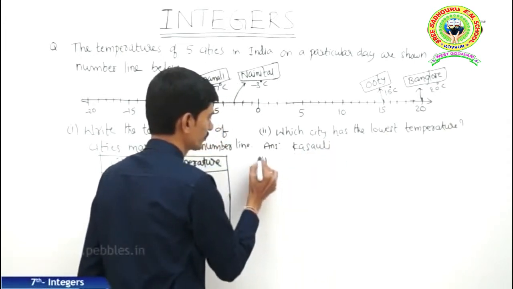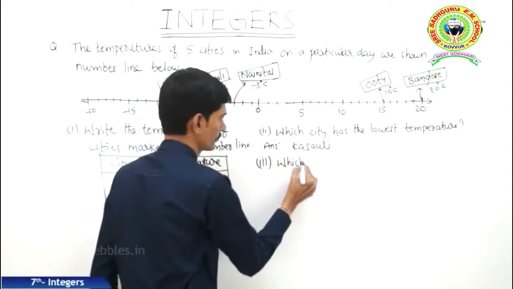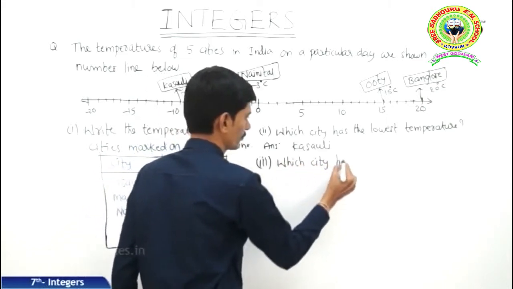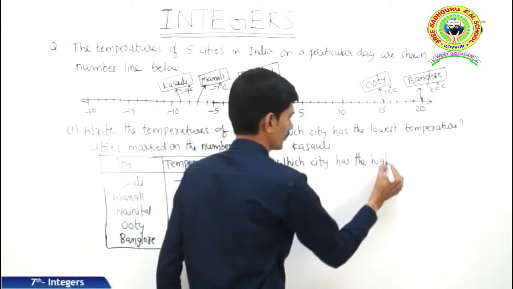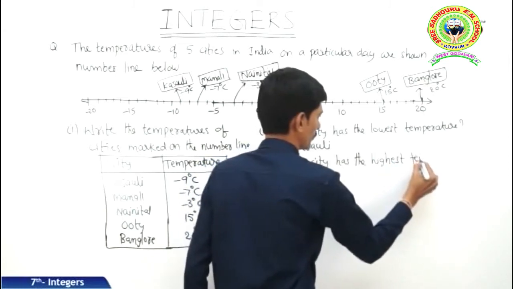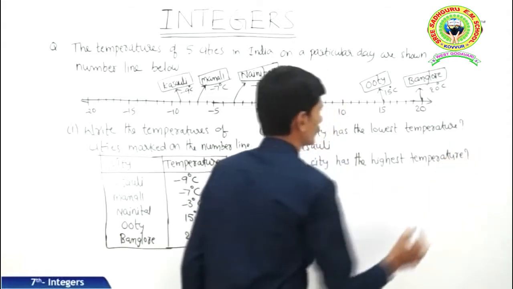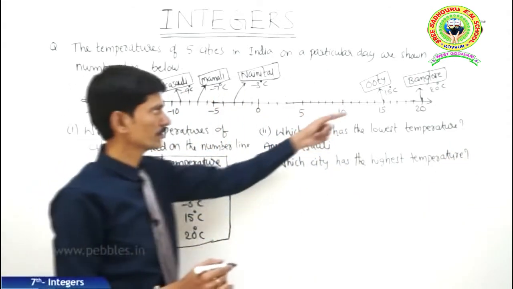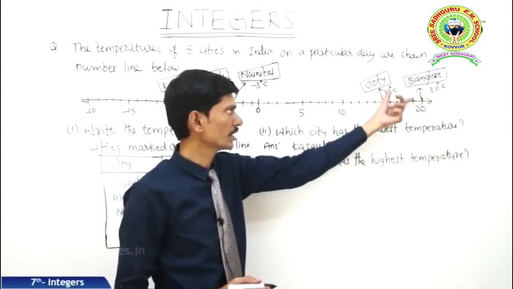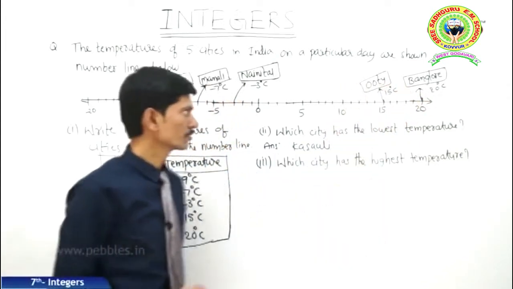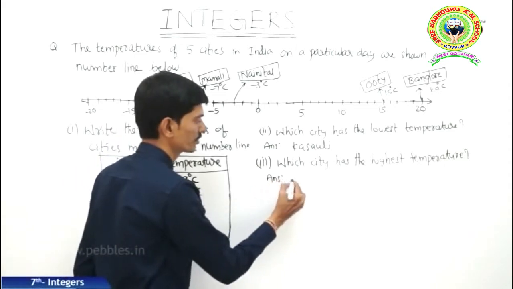And the third question: which city has the highest temperature? On the number line, if you observe the city Bangalore, its temperature is 20 degrees centigrade. It is the extreme right city on the number line. So Bangalore has the highest temperature.